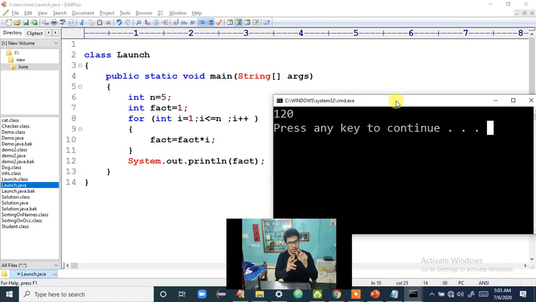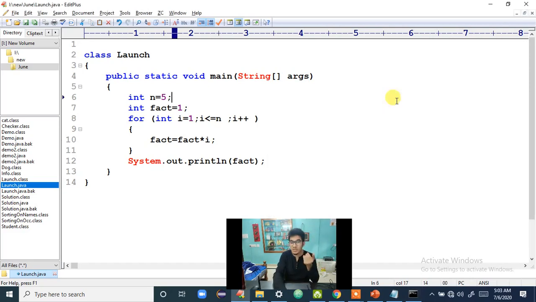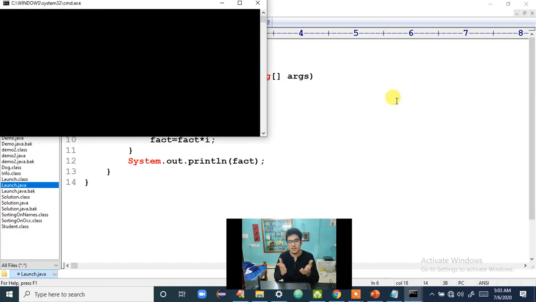Now I want to show you one thing. The factorial program is very easy, very easy. That is why they will not give the value 5. They will give the value 500, something like this. What is 500 factorial? Definitely it's a very big number, but can you store that big number in an integer? Integer has a limit. Double has a limit.